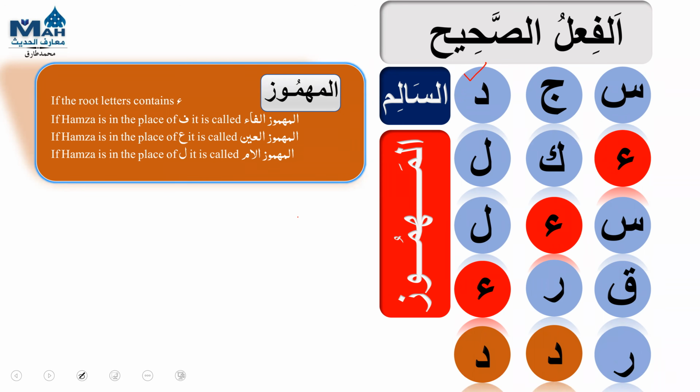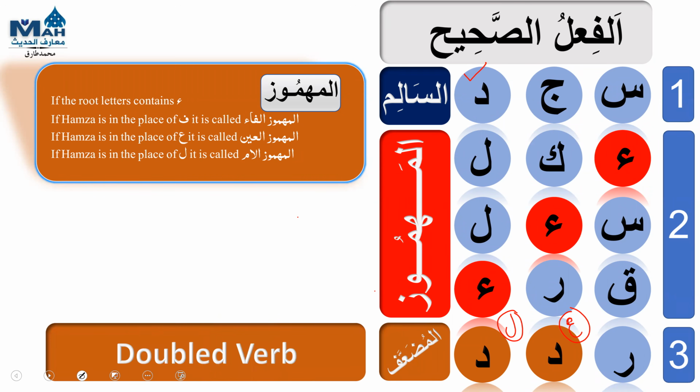Can you read the root letters? Ra dal dal. So, dal dal, it is on which place? The first dal is on the ayn place, and the second dal is on the lam place. Very good. So, what do you see? What are you observing? There are two same letters. Yes, two same letters repeated. What is it called? Double verb. And it will only be called that when they are on ayn and lam.